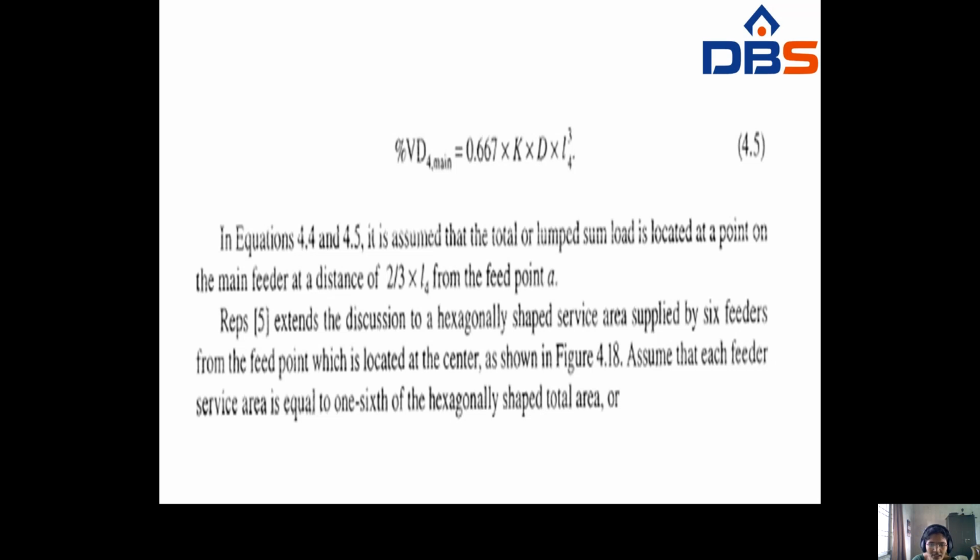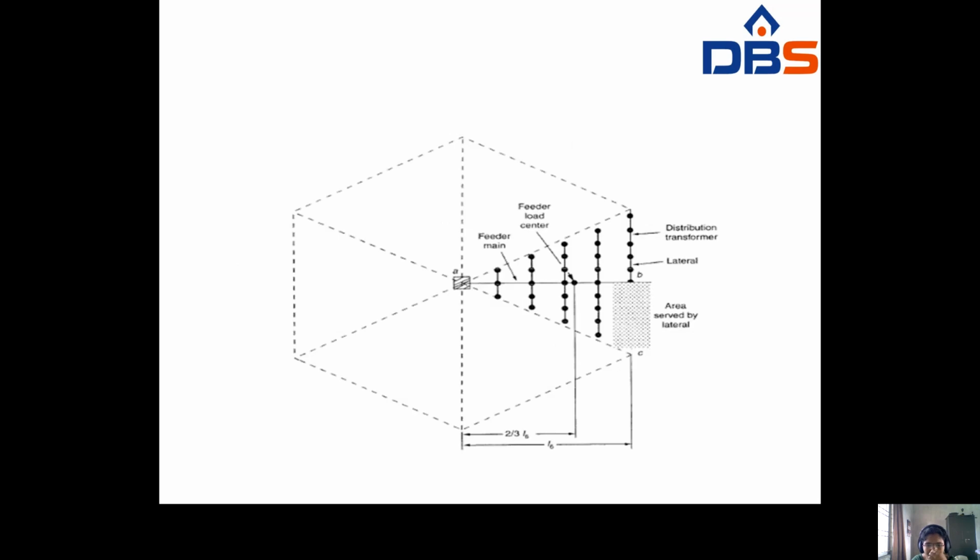Okay, the equation extends the discussion to a hexagonally shaped service area supplied by 6 feeders from the feed point, which is located at the center. Assume that each feeder service area is 1/6 of the hexagonal shaped area. See here, each feeder area is 1/6 of the hexagon. So this is the hexagonal shape.